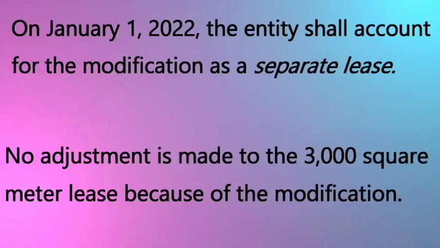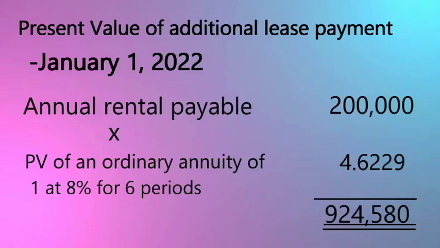Dito, hindi na natin kailangan i-consider yung past present value ng lease liability. Kundi, since separate lease na siya, magkakaroon na rin tayo ng separate present value of the additional lease payment on January 1, 2022. So, 200,000 yung bagong annual rental payable at the end of each year. So, 200,000 times 4.6229 is equals to 924,580.